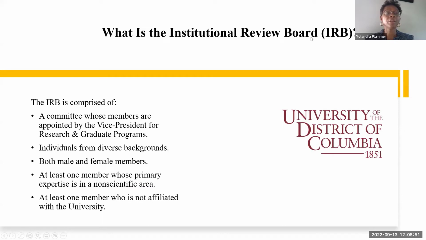And then the IRB is composed of several members within the university. These members are appointed by the Vice President for Research and Graduate Programs. Individuals represent diverse backgrounds as well as disciplines, both male and female. And then there's always one member who we refer to as a community member, who is outside, who's not affiliated with the university. And then there are also individuals whose area is non-scientific as well.